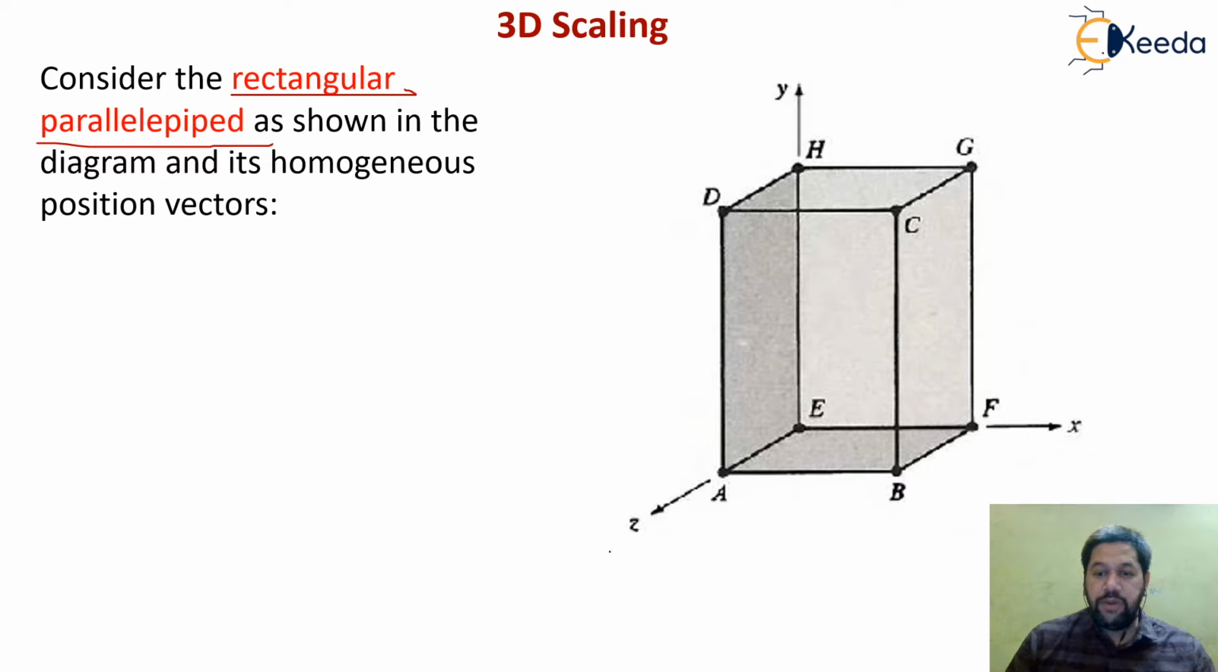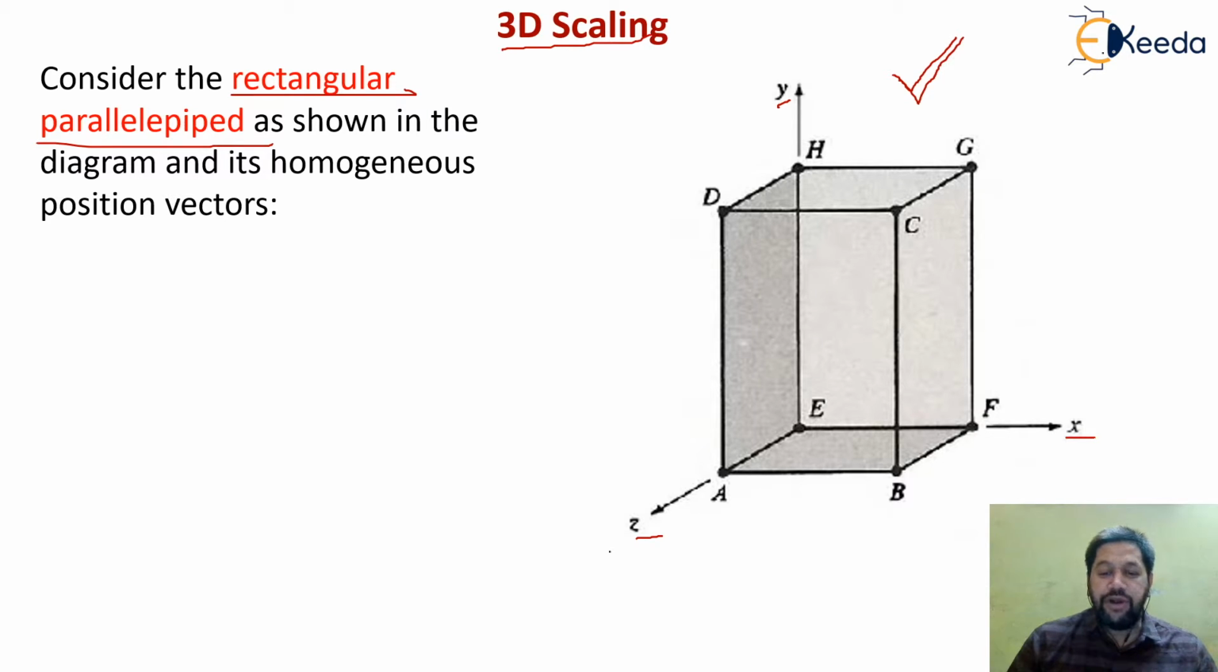Now I think this will be the object that will be very easy for us to understand. Now we can go for the three-dimensional scaling of this object. Consider this is my original object, which is a rectangular parallelepiped. This is my x direction, this is my y direction, this is z direction.